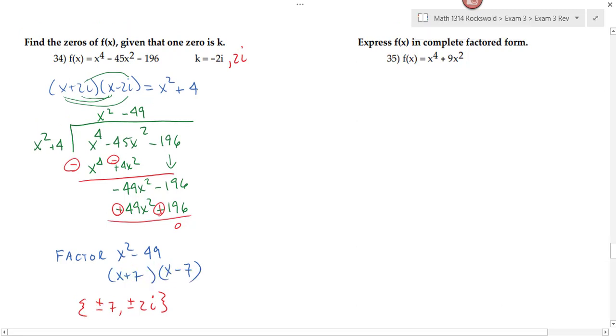On number 35, we're asked to express this in completely factored form. Do I have a common factor I can pull out?